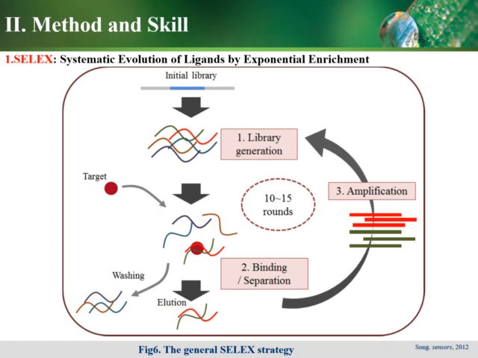How can we get the aptamers? We can complete it by SELEX. In this figure, it introduced three parts of SELEX: library generation, binding and separation, and amplification. We can repeat it 10 to 15 times, and finally we can get the aptamers. And I'd like to introduce every step in detail.